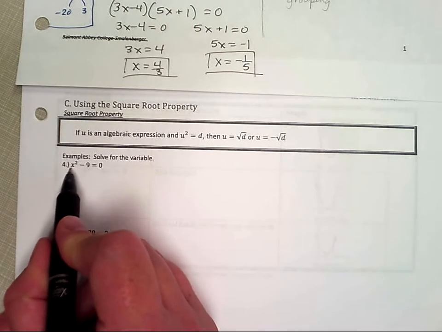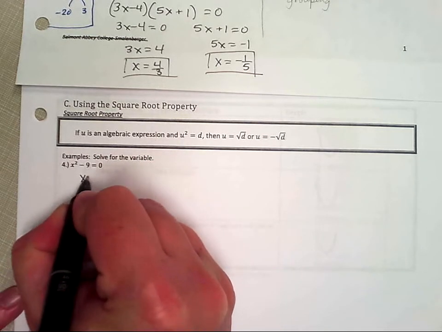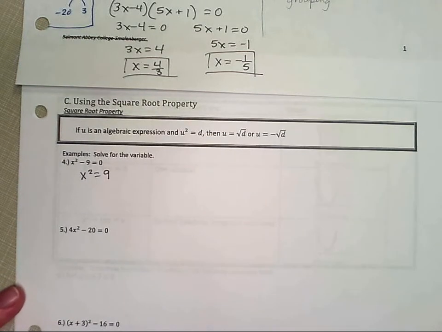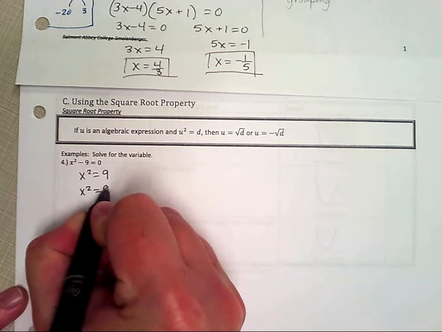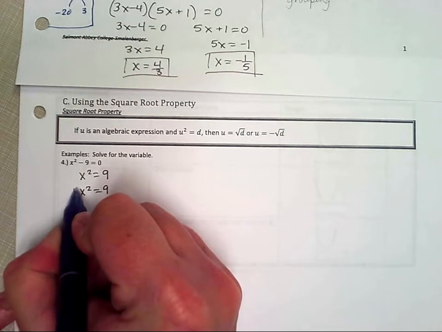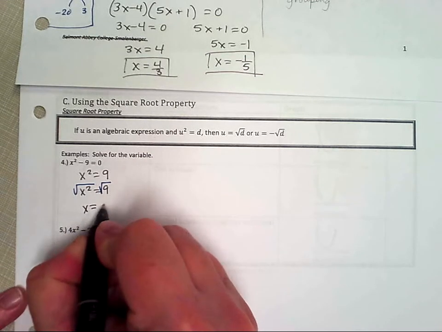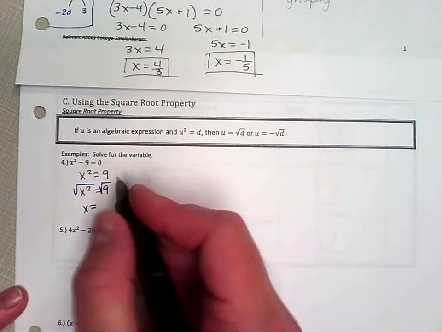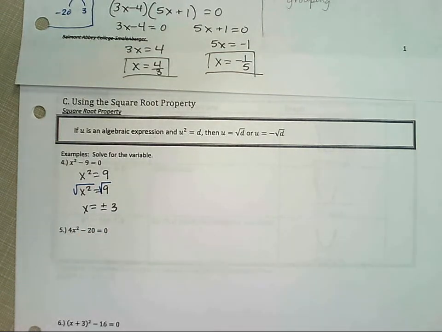So number 4, I have x squared minus 9 equals 0. This is basically saying I can add 9 to both sides. I get x squared equals 9, and then I can take the square root of both sides. So let me make that another step. What's the square root of 9? What is it? It's plus or minus 3, right? So we have to do plus or minus. Okay?